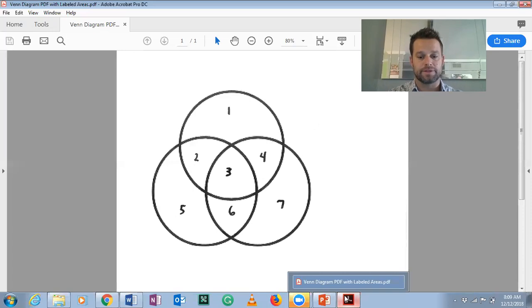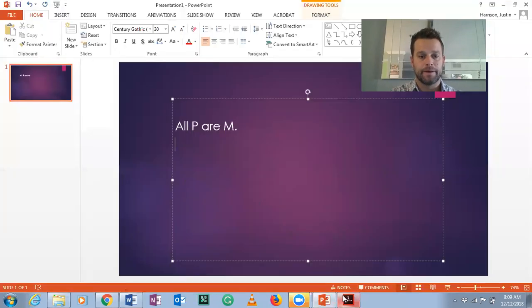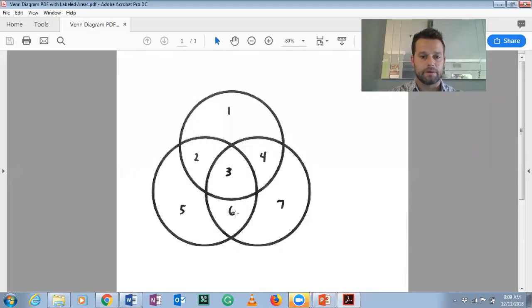So let's say your first premise is all P are M. So P is this circle, M is this circle. So if all P are M, then you would shade 6 and 7. Because when you shade, you create emptiness, or you create nothingness, and then all the P's that are M's would still exist in the 3 and 4 area. So one of the answer choices would say areas 6 and 7 shaded.